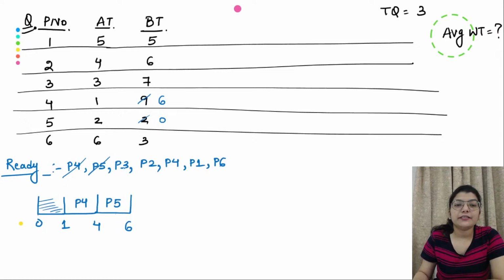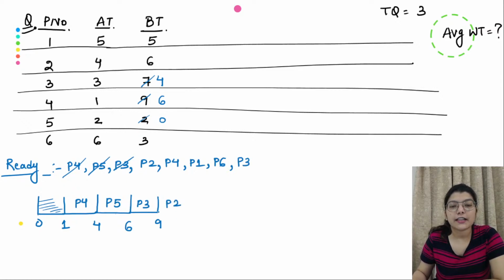Next I have P3. Now all the processes have entered my ready queue, right? Now I have P3. So P3 will execute for 3, that is 9, and this will turn out to be 4. So P3 will come over here. Then I have P2. So P2 will again execute for 3 time unit. So 12, and this will turn out to be 3. So P2 will come again over here.